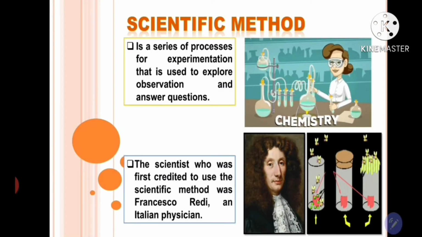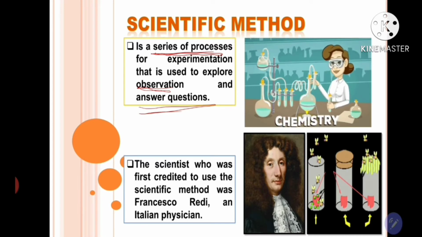So, what is scientific method? Any idea? Wonderful! Well, that is closer to the answer. So let's define the scientific method. When we say scientific method, it involves a series of processes for experimentation that is used to explore observation and to answer questions. So we need scientific method to answer a problem or to answer a question.